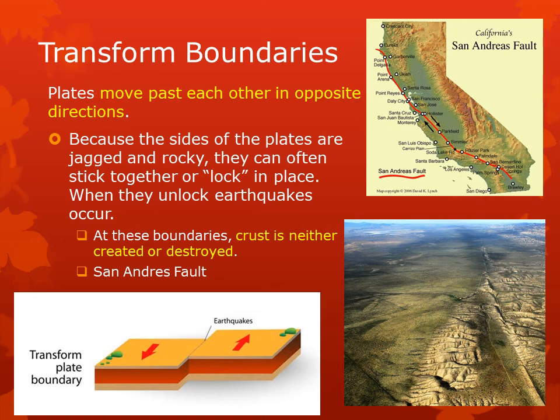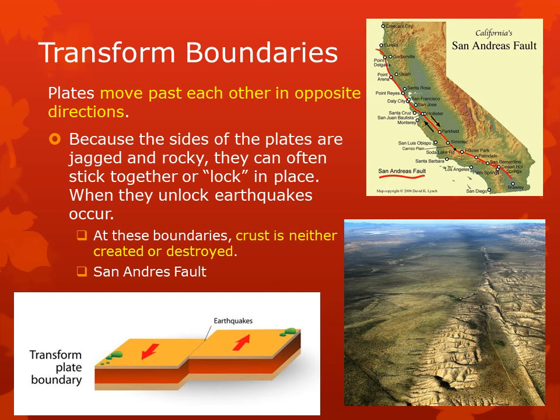Finally, our transform boundaries. Transform boundaries are where plates move past each other in opposite directions. Now, because the sides of the plates are jagged and rocky, they can often stick together or lock in place. When these plates unlock, when they move, they cause earthquakes. At these boundaries, crust is neither created or destroyed. It just moves.